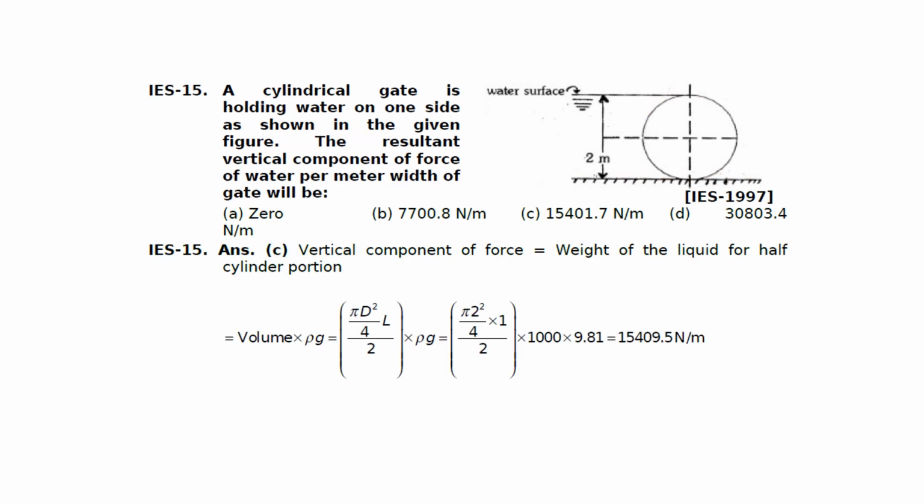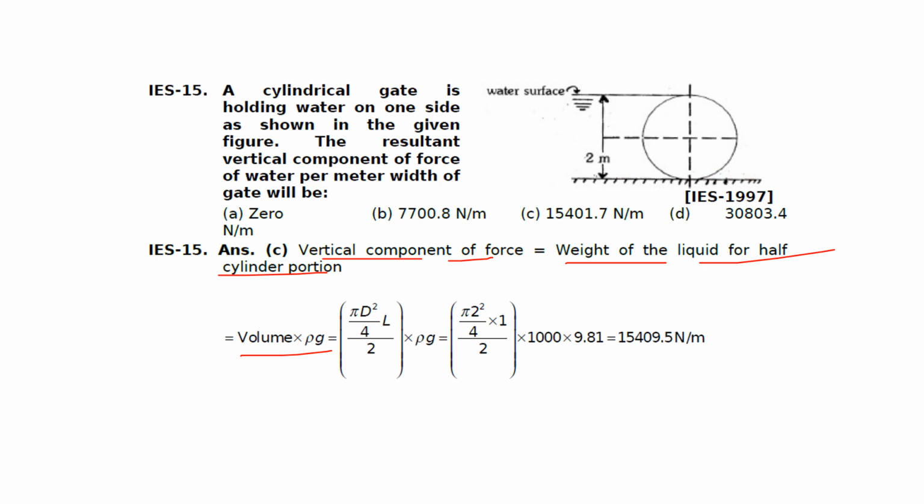Okay, let's see that. So what is the vertical force? We have seen in the previous question it is nothing but the weight of the fluid of half of the cylindrical portion. So the vertical component of force is nothing but the weight of the liquid for half of the portion of the cylinder. That is rho g V. This weight is rho g V.